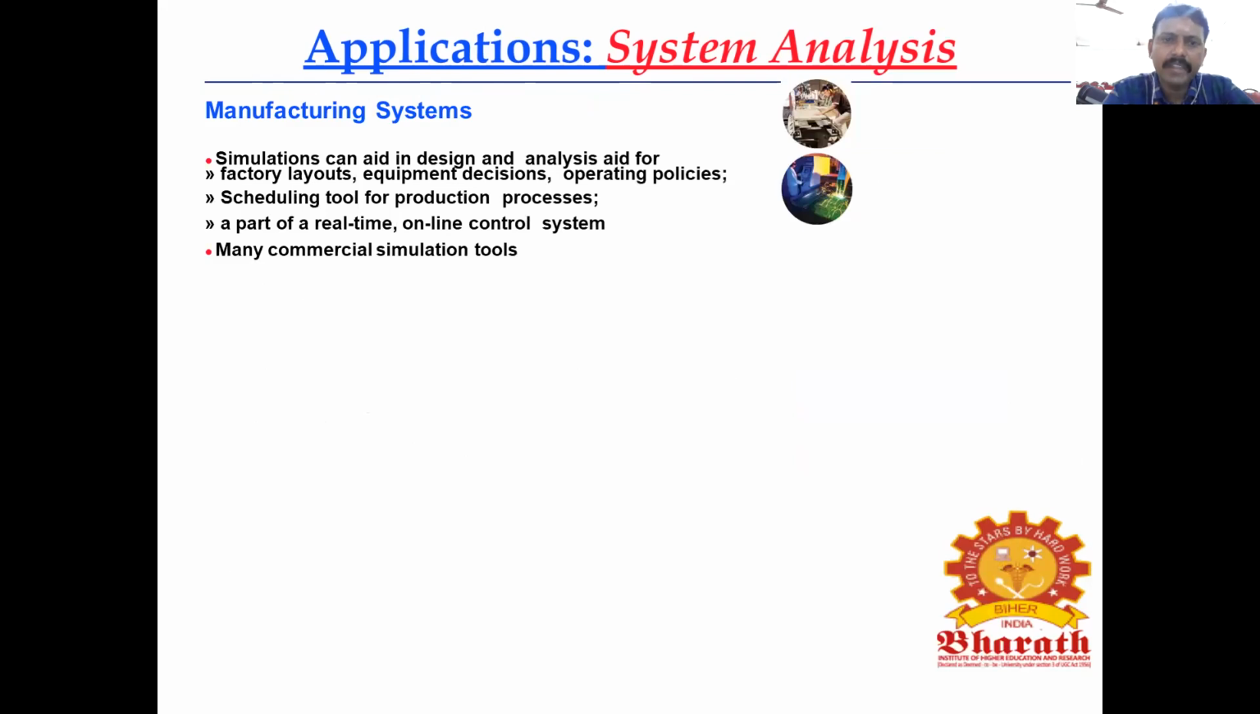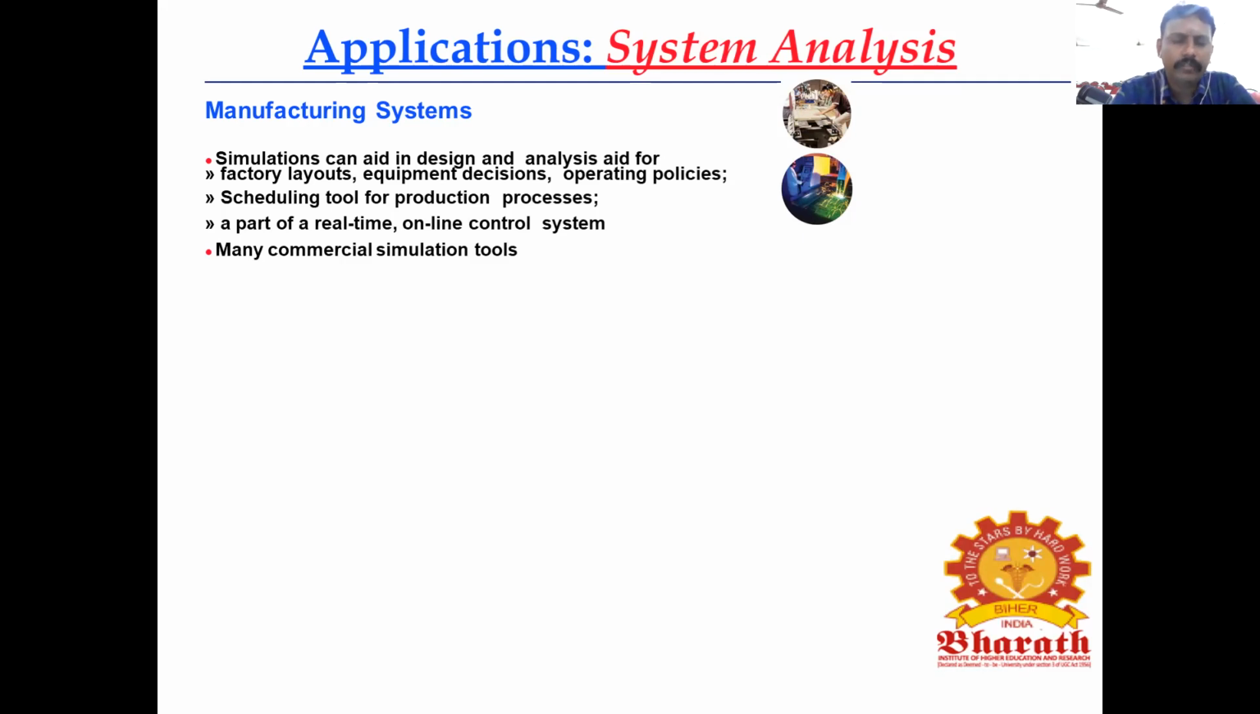And also manufacturing industries nowadays, like automation, vehicle manufacturing, car manufacturing, and two-wheeler manufacturing and everything. Now simulations can be added to design analysis, and they aid factory layouts, equipment decisions, and operation policies and everything. In this case, you can see in the diagram, so you can follow everything. So the scheduling tools and production process and everything.